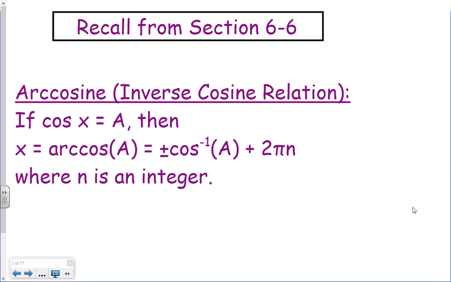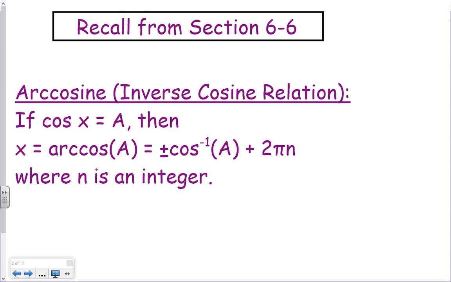And then we looked at how to determine whether I used the positive or the negative cosine inverse and what values of n to pick to get the right solution. Again, go back over your notes there, go back to that video if you need to refresh your memory on how to do all that. You should know how to do that at this point in time.